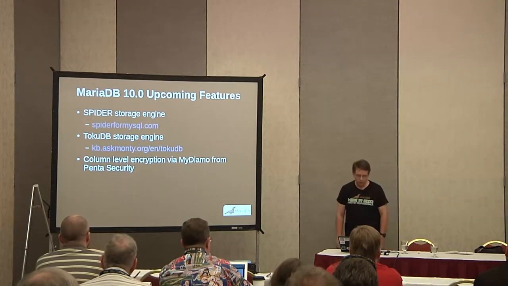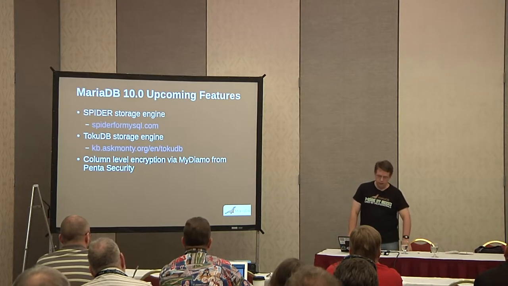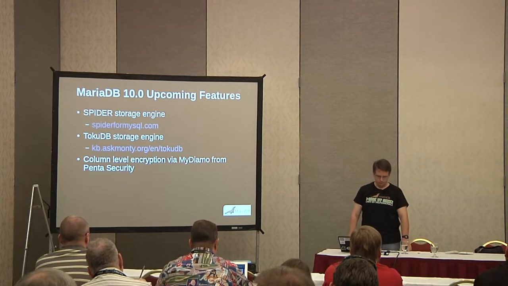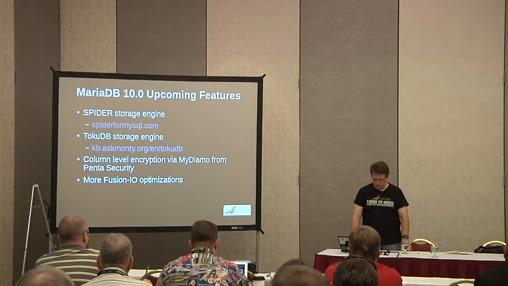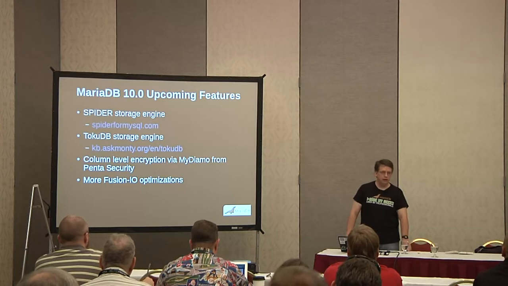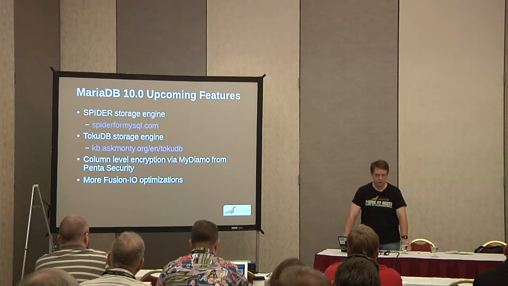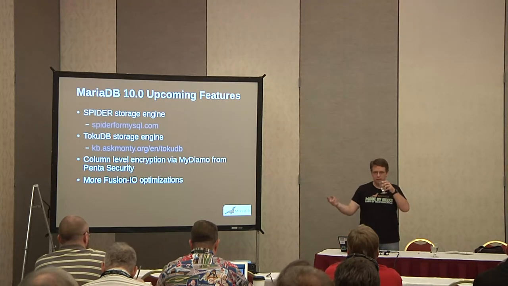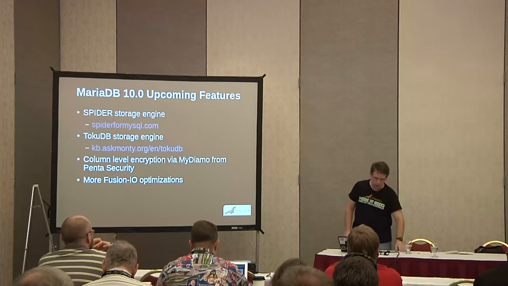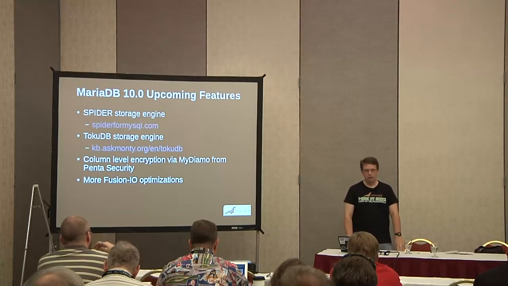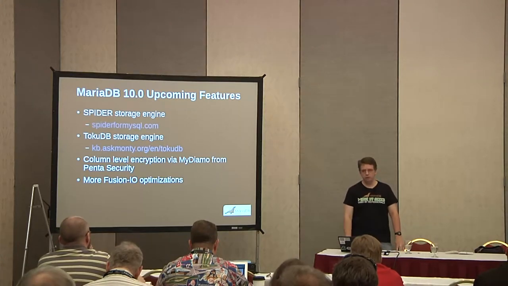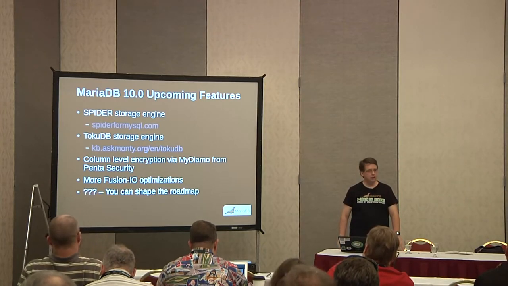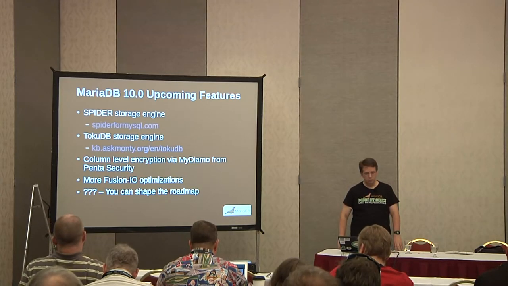Another thing that we're working on with a company called iDiamo from Penta Security is column level encryption. We're going to be including that. So if you want to encrypt just a single column in your database, you'll be able to. We're also working with Fusion-io for even more optimizations. When we first talked about the Fusion-io optimization that we were putting in, we almost instantly heard from several other Flash vendors who also want to work with us. So we expect that as we go forward we'll have many optimizations for Flash storage, including Fusion-io. And this is an open source project. Anyone who wants to get involved can, and you can help shape the roadmap.